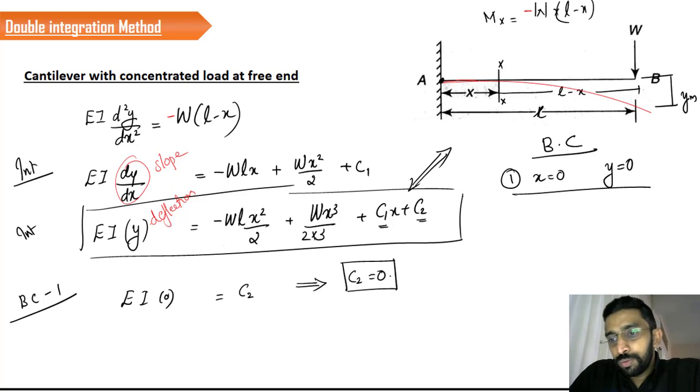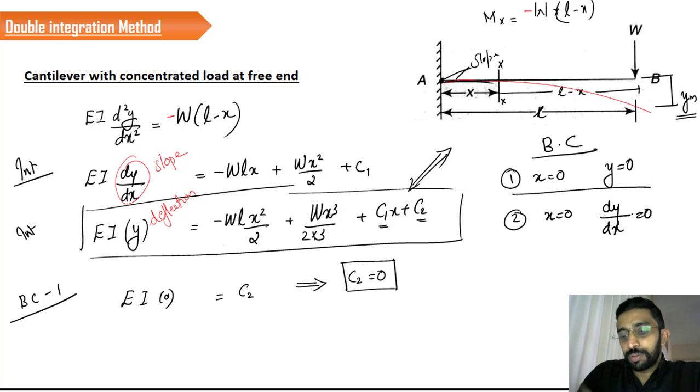So if we substitute x is equal to L, y is equal to y max, we are not going to get anything, because we are supposed to find out the value of y max at the end. Now if you look at this particular point, the slope is 0 at the beginning. So that is a second boundary condition: at x is equal to 0, dy by dx is equal to 0.